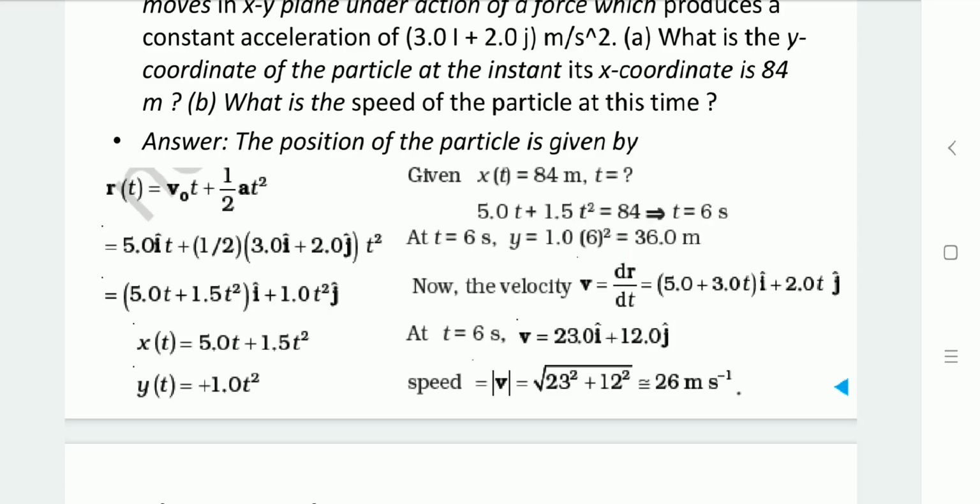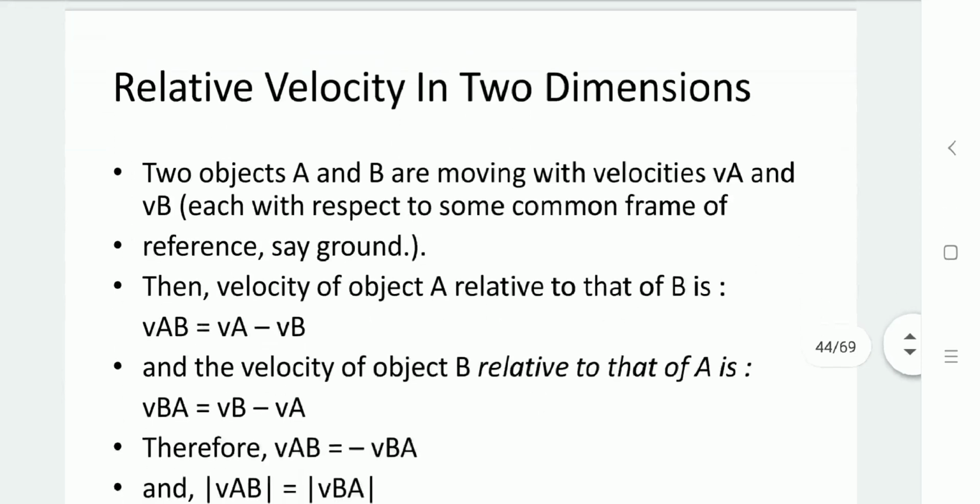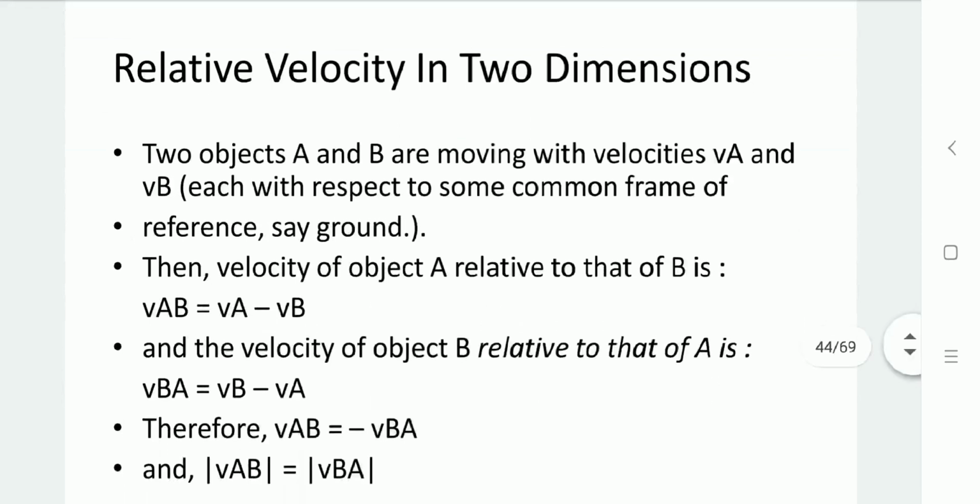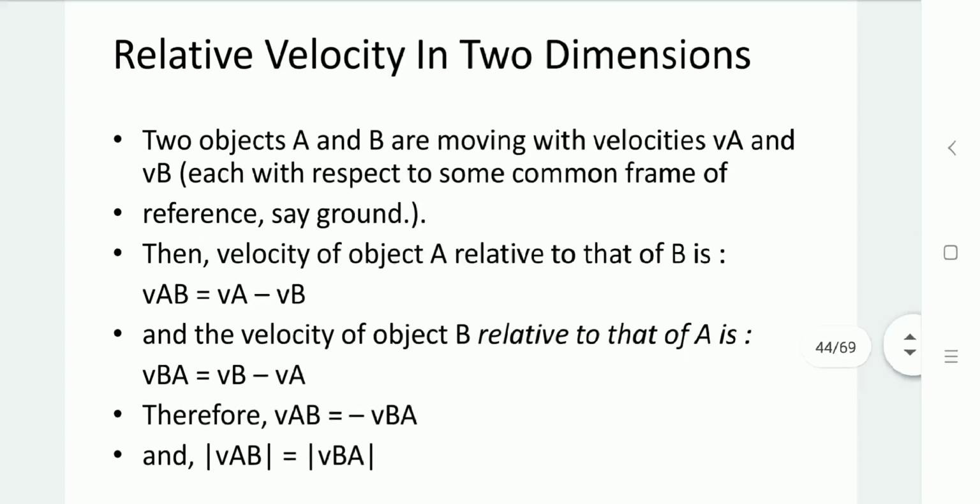Now let us start with the new topic, relative velocity in 2 dimensions. Here the relative velocity is between 2 objects. How can the velocity be defined? We have 2 objects A and B, both having different velocities. Object A has velocity VA, object B has velocity VB, with respect to the reference ground.